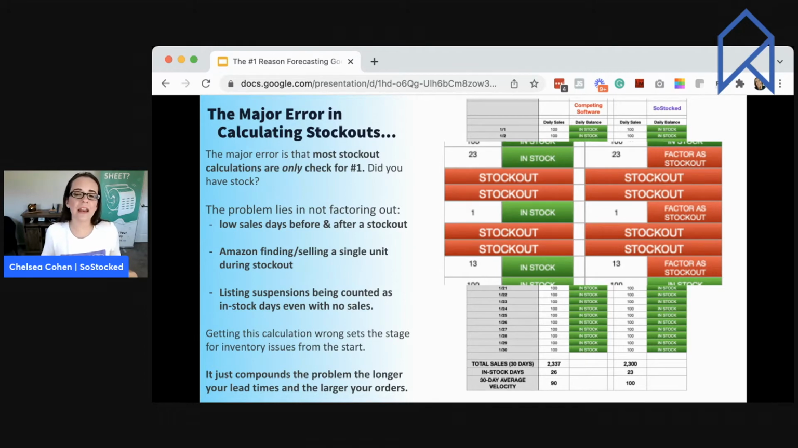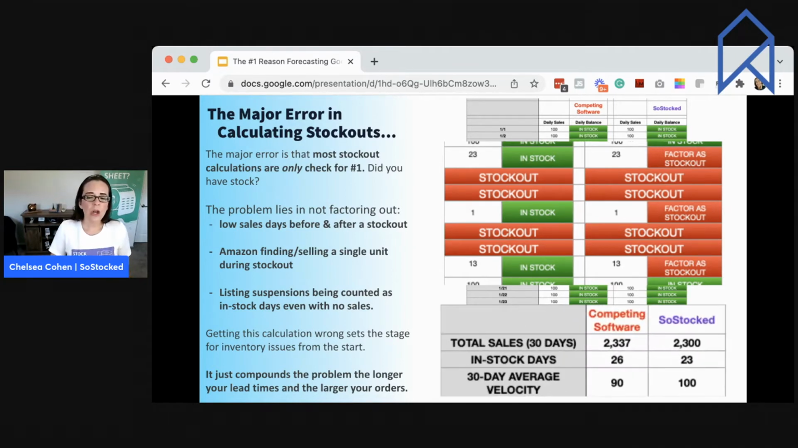We're not including that in the calculation. And so this is what you get as a result. If you're looking at a 30-day average and you're looking at your in-stock days, the competing software is counting 26 in-stock days, whereas we're counting only 23 in-stock days. And when we do that calculation, the 30-day average for the competing software is a 90 unit daily velocity, whereas we have a 100 unit daily velocity. That is a difference of 10 whole units.